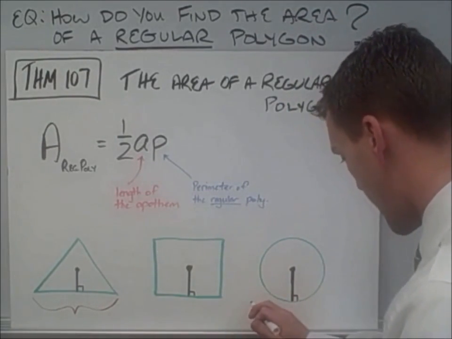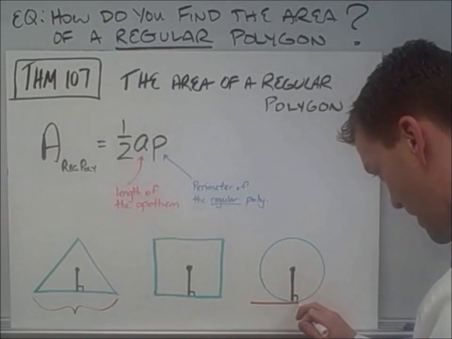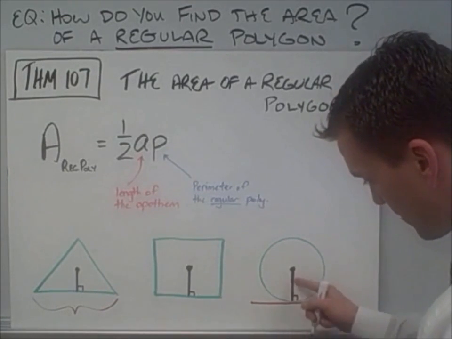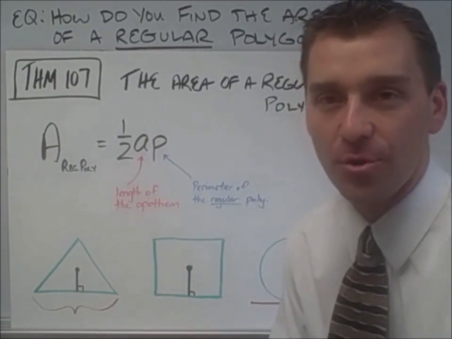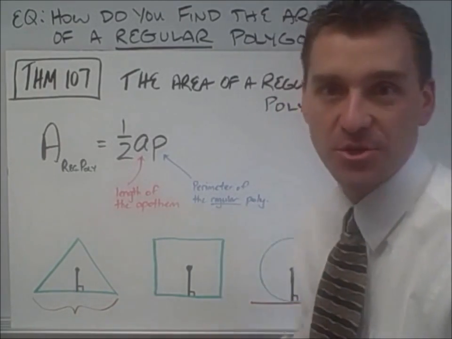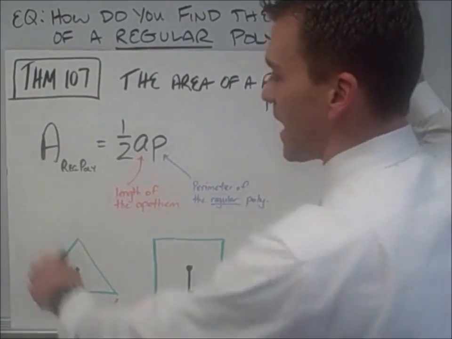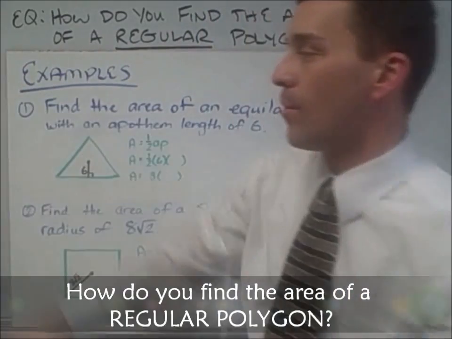But you could do this. You could draw a tangent as such, and that tangent and the radius is perpendicular, it's still not called an apothem because apothems only occur in regular polygons. That's why I wanted to show you that example. So let's do an actual example of finding the area of a couple things.